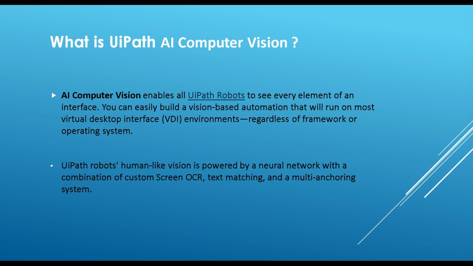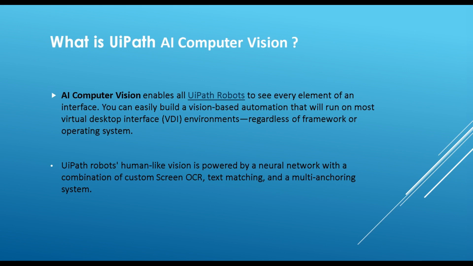Okay, so in order to automate those VDIs, what we used to do was image-based automation, right? But there were so many limitations for doing the image-based automation and using the keystrokes. As VDI automation was a very challenging thing in RPA, UiPath has implemented AI computer vision. Using AI computer vision, UiPath robots are able to see each and every element of the application, and even if it is any operating system, it can identify the element based on an anchor base.